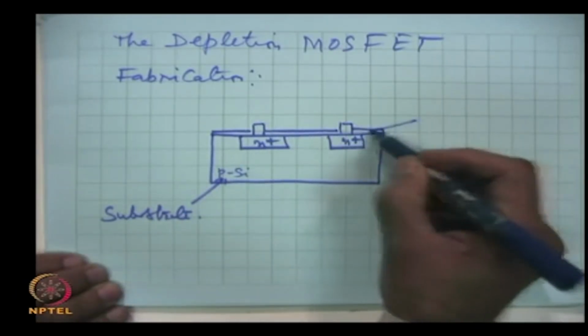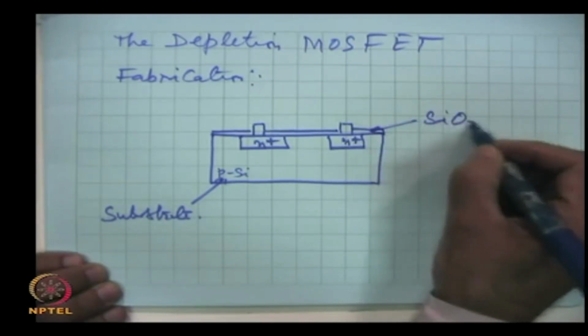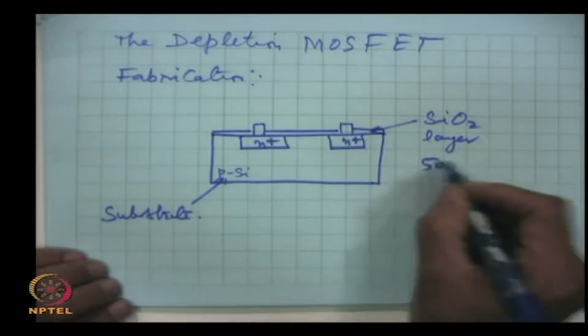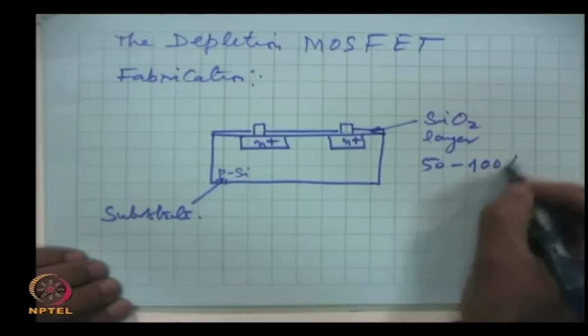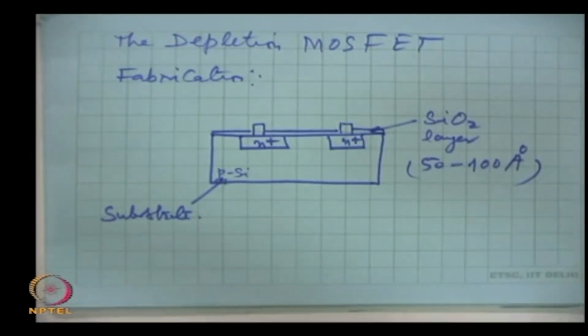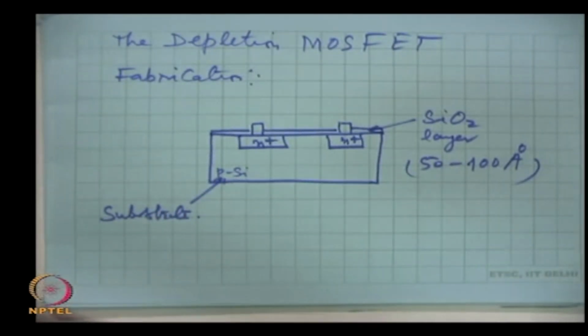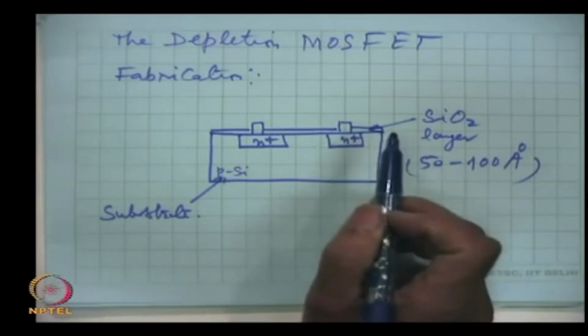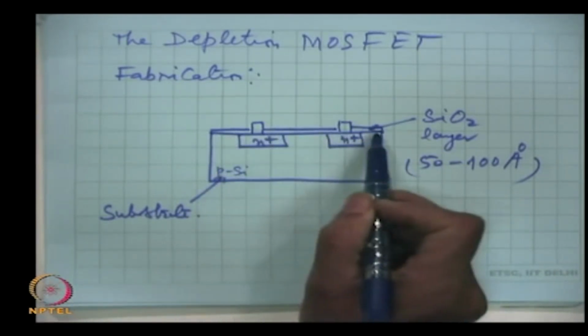This is the insulating layer, SiO2 layer. It is very thin, say 50 to 100 angstroms thick. How is it achieved? The silicon on which we are making the device is kept at a temperature, and fresh pure oxygen flows over it. It is all computer controlled. So how thin an oxide layer we need is controlled, and hence an oxide layer is obtained.